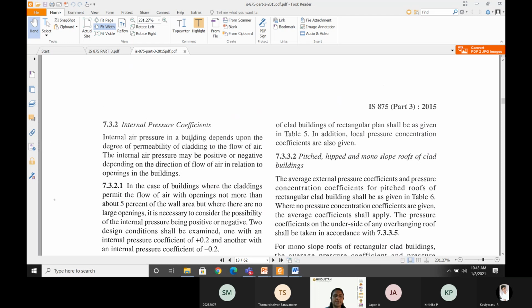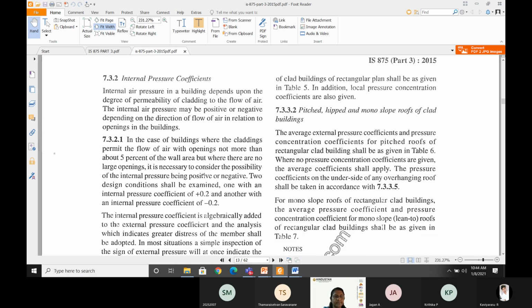Internal pressure, air pressure in a building depends upon the degree of permeability of cladding to the flow of air. So the internal pressure may be positive or negative depending upon the direction of flow of air in relation to the openings in the buildings. Okay, so internal pressure coefficient depends upon the openings. So there are a number of informations given there.